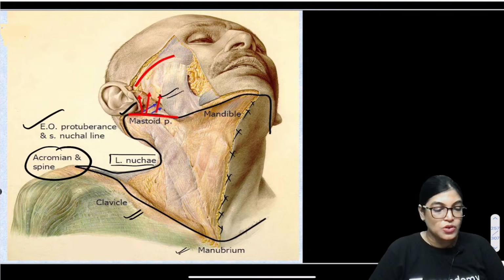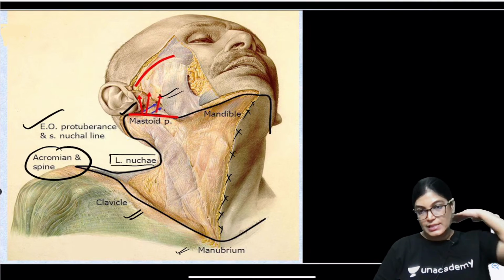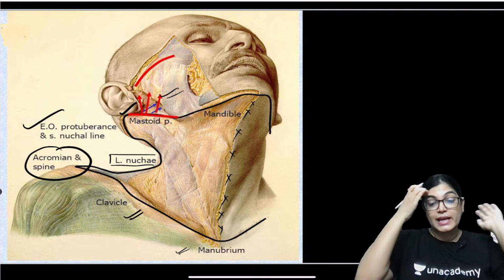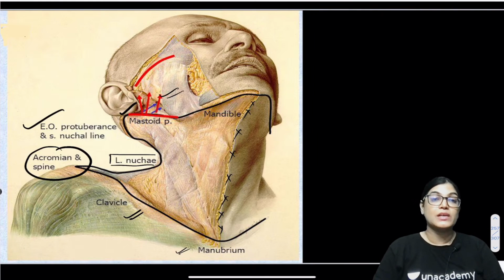Okay. So in short, behind it is attached to the ligamentum nuchae and the 7th cervical spine.